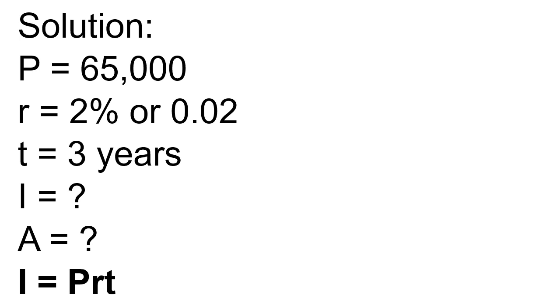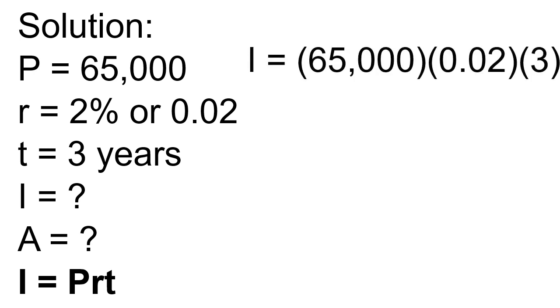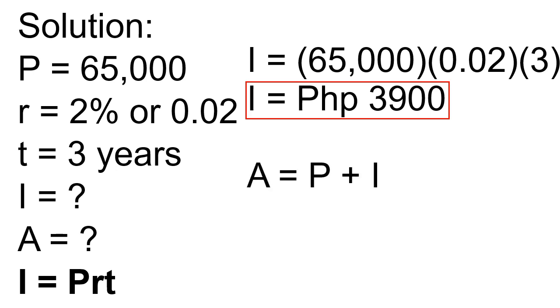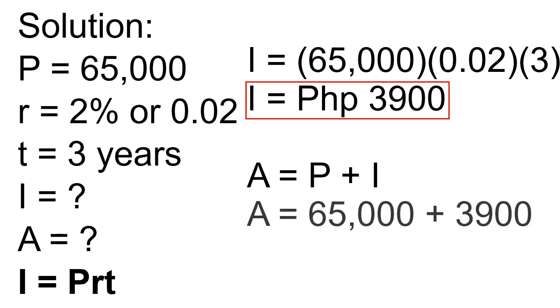So let us use the formula I equals PRT. So I equals 65,000 times 0.02 times 3, and that's 3,900. So the amount of interest is 3,900 pesos. To get the future value, use the formula A equals P plus I.